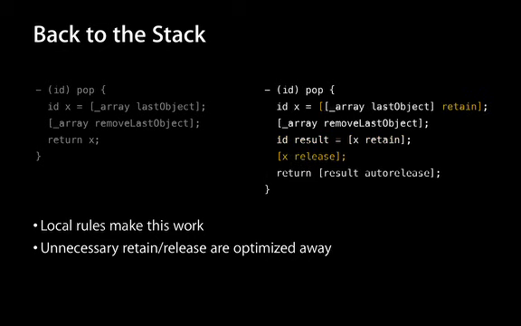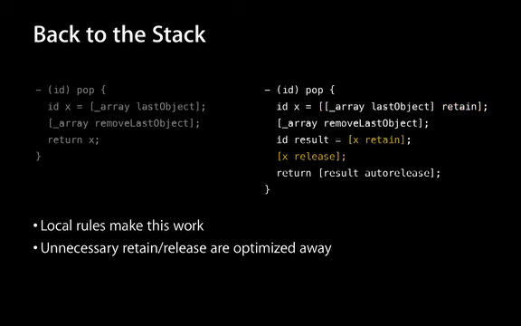We also need to deal with side effects, so we need to retain the value x, and then release it when we're done with it. Because as we talked about earlier, removeLastObject might have side effects. One of the side effects might be a release of the object, so we need to retain it locally.